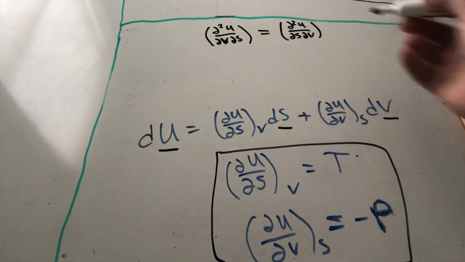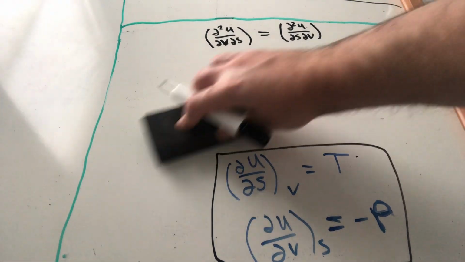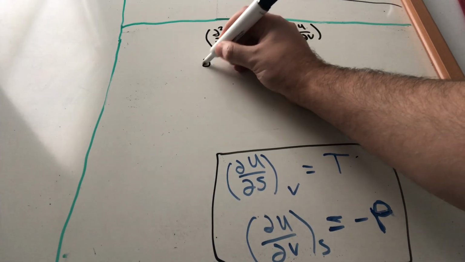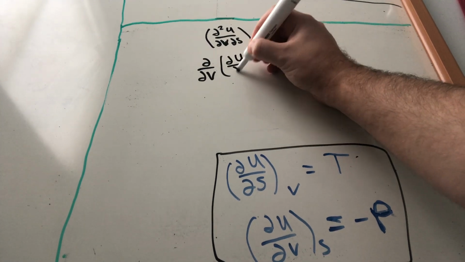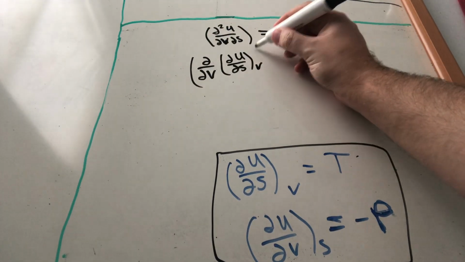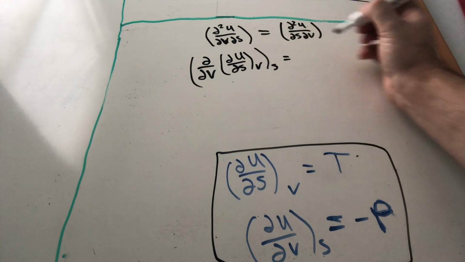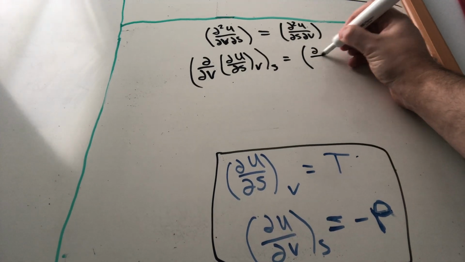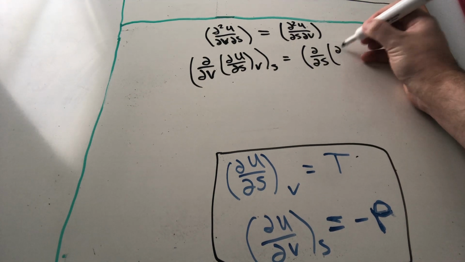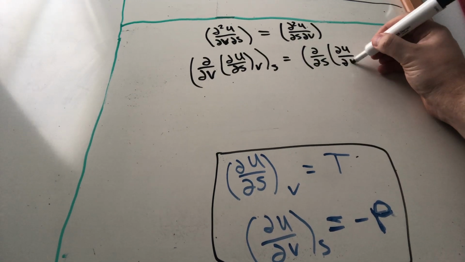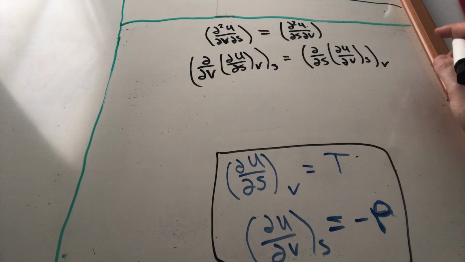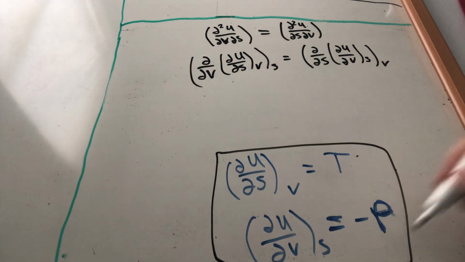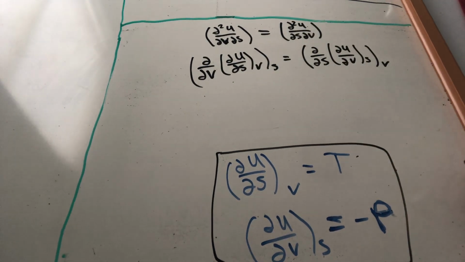So let's take a look here. Remember, there's a different way to write this. I'm just going to give myself a little bit more room here. We could write this as partial V of partial U, partial S at a constant V, all done at a constant S, right? And we could write this as partial S of partial U, partial V at a constant S, all done at a constant V. Okay? Now I see that I have these identities down here. This is simply T, and this is simply minus P.